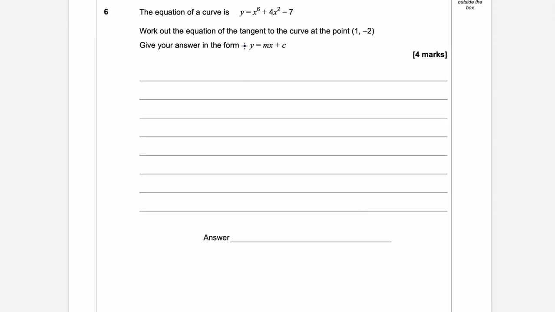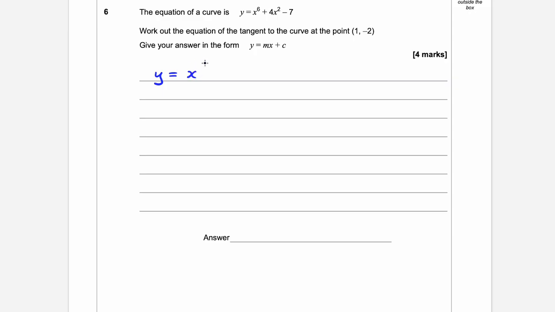The equation of a curve is this. Work out the equation of the tangent to the curve at this point. Give your answer in this form. Okay, so we need a point and a gradient. We have the point, we can get the gradient. The gradient we can get from differentiation.